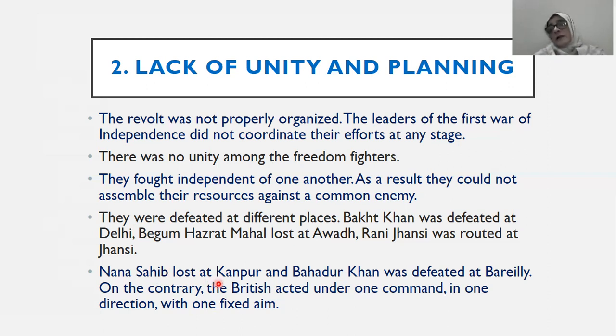Nana Sahab lost at Kanpur because he was upset for his own reasons. He was not thinking about everyone. He was thinking about himself, that his pension money was taken, his place was taken, his rights were taken from him by the Britishers. So he was just thinking about himself, and his hatred played a different role. He was defeated at Bareilly. On the contrary, the British acted under one command in one direction, with one fixed aim.